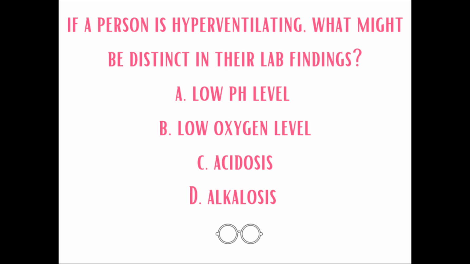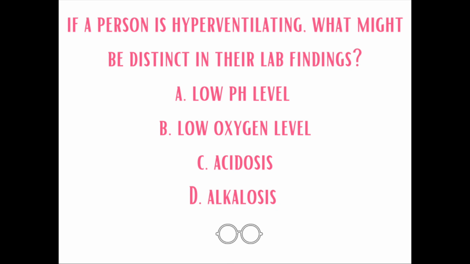So the answer here is D, alkalosis. If a person is hyperventilating, their oxygen levels are actually going to increase, their carbon dioxide levels are going to decrease in their blood, which makes their pH levels increase, and this causes an excess alkalinity in the body, and this is referred to as alkalosis.